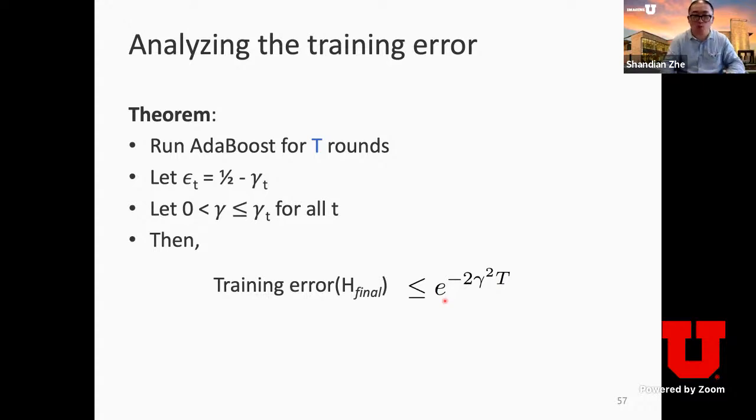So imagine that you run AdaBoost for 1,000 rounds. Obviously, you can imagine the training error will decrease to zero very fast.